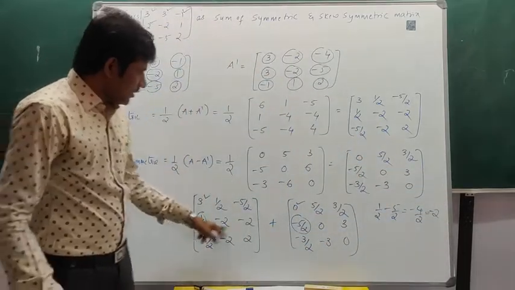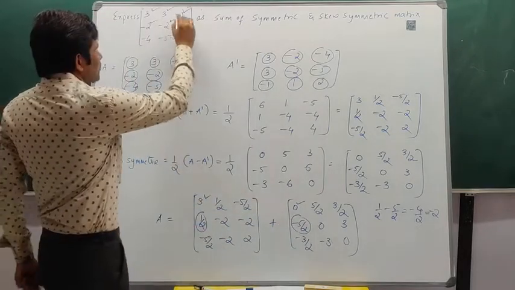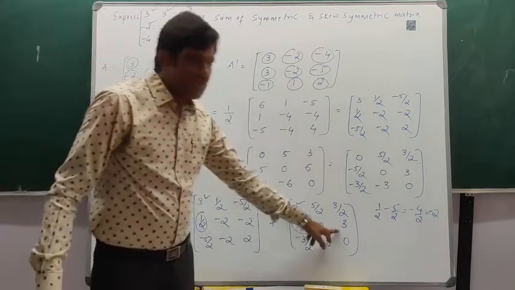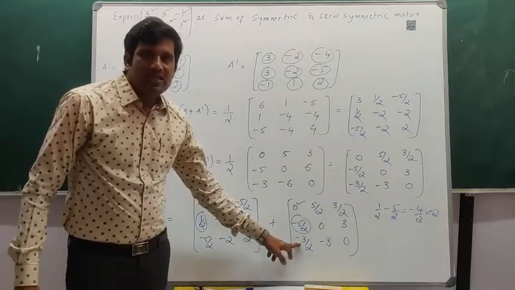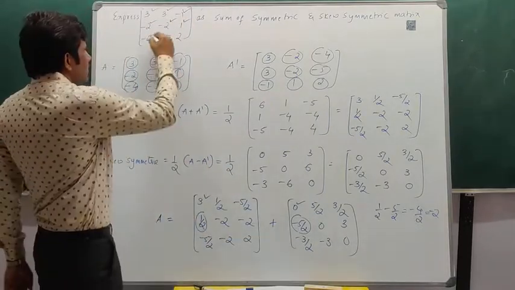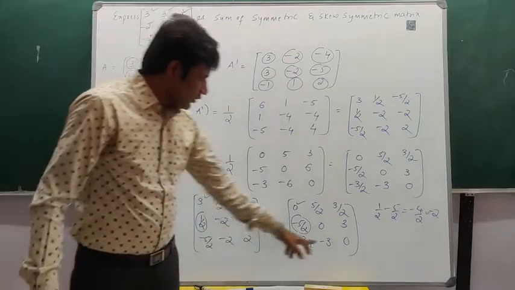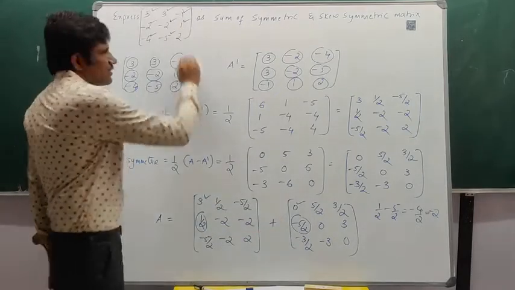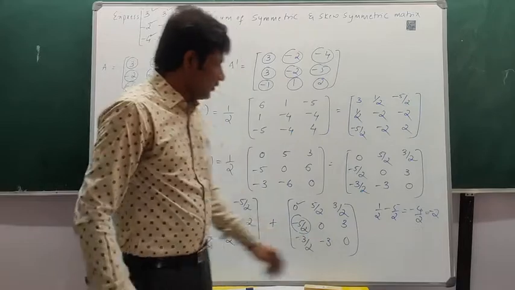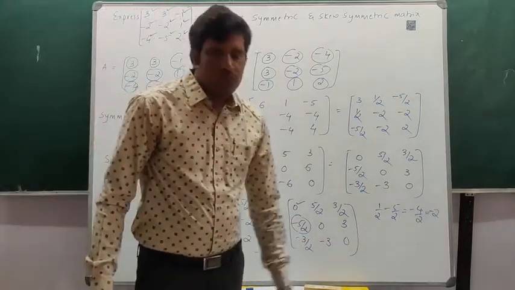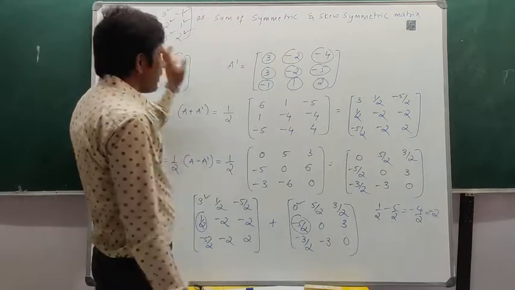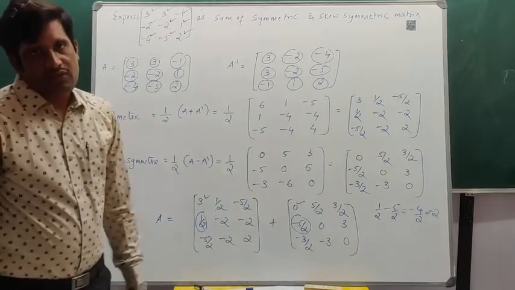Right? So minus 2 plus 0 is minus 2. So minus 2 plus 3 is 1. So minus 5 by 2 minus 3 by 2 is minus 8 by 2, and minus 8 by 2 is minus 4. Minus 2 minus 3 is minus 5. 2 plus 0 is 2. So if you add these two matrices, we get back the matrix A. So that is the verification of the answer.